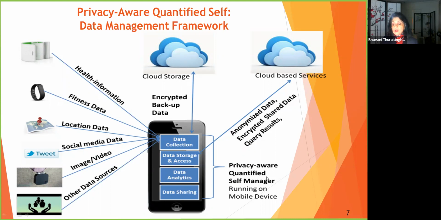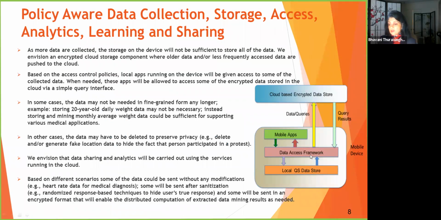And now you have a privacy-aware quantified self-manager running on this mobile device. And so what we are saying is policies have to govern what data should be collected, how data should be stored, which data should be stored in the cloud, how you carry out analytics, and how you share the data. So that is at the heart of our approach. So here you have our smartphone and the cloud to store some of the data. Some data could be encrypted. So again, as more and more data is collected, some of the data could be in a smartphone, some could go in the cloud, but policies have to govern. And then based on access control policies, some of the local apps could have access to the cloud. In some cases, you may not need all of the data, right? You don't need the daily weight of a 20-year-old person.